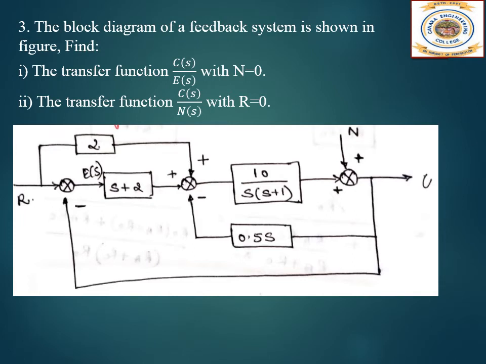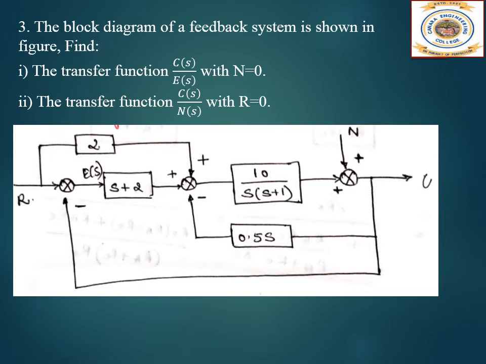The block diagram of a feedback system is shown in figure. We have to find the transfer function C of S by U of S with n equal to 0 and the transfer function C of S by N of S with R equal to 0. See here, we have two inputs here, R and N. So this is a multi-input system. But what we have to do, we cannot take both the inputs active at a time. So one input we'll have to suppress and find whatever is given.